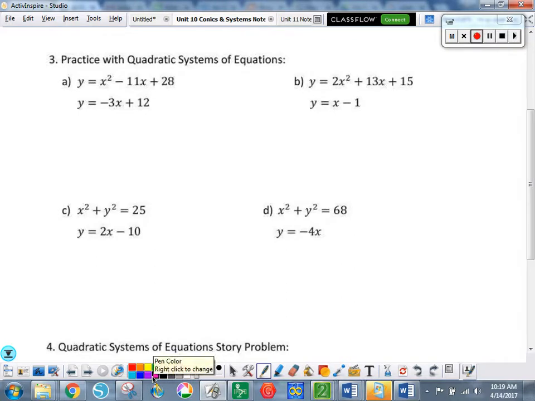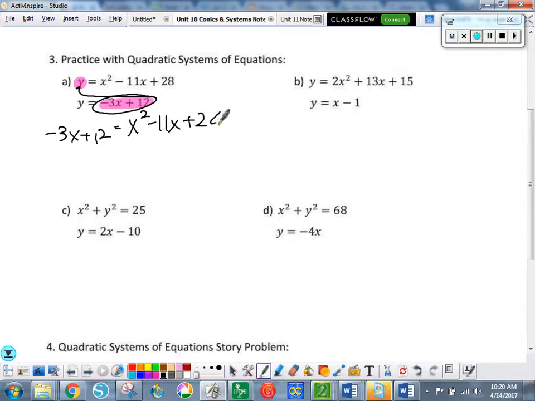It doesn't really matter which one you substitute. If this is the y I'm going to use, I'm going to take this y right here, go to the other equation, and replace it right there. Is that okay? So just making a substitution, this goes right here. So you would have -2x plus 12 equals x squared minus 11x plus 28.